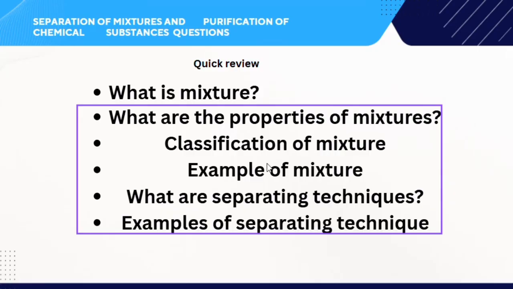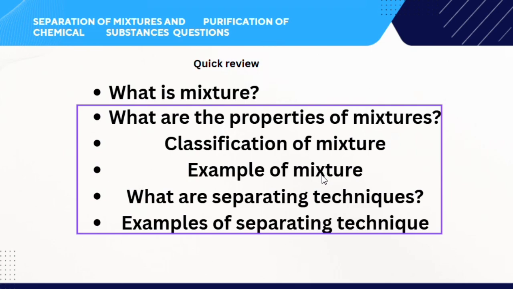The next one is talking about examples of mixture. Examples of mixture include palm wine, which is made up of ethanol, sugar, organic acid, lipid, and so on. We also have muddy water. We have petroleum, which contains kerosene, petrol, diesel, gas, and so on and so forth.